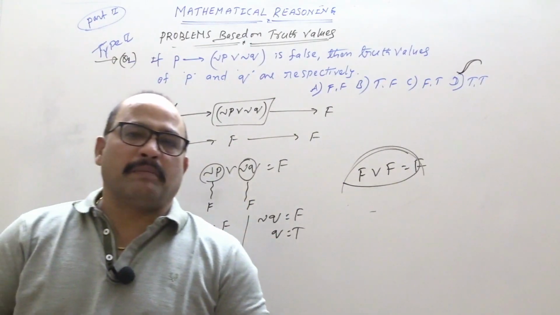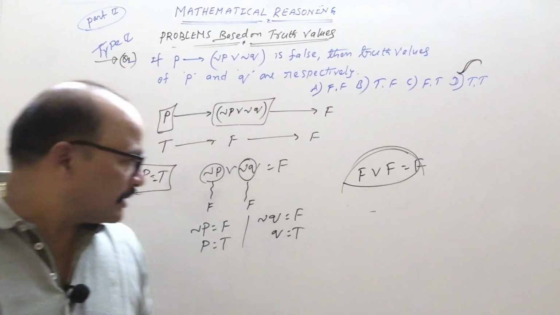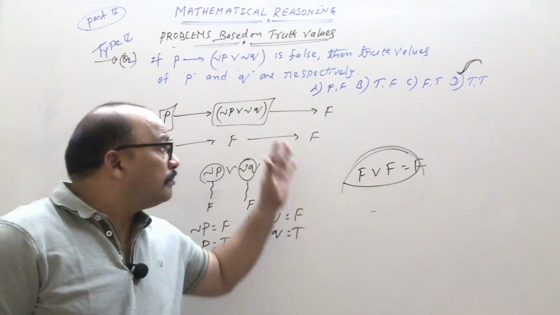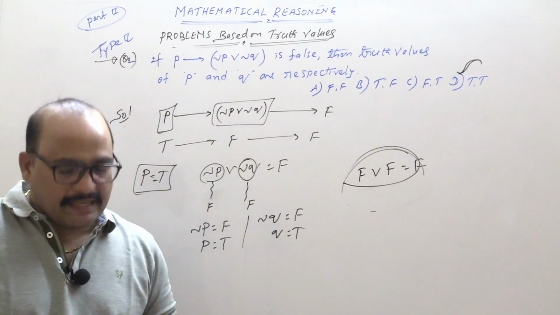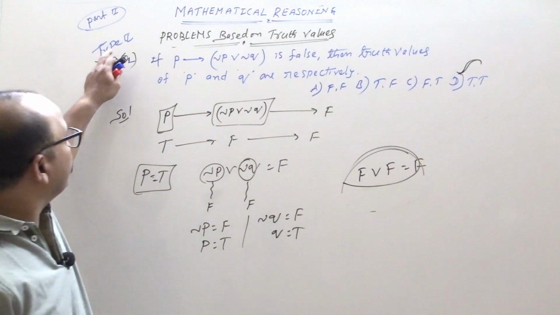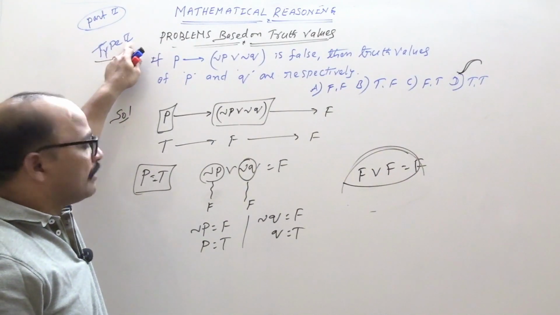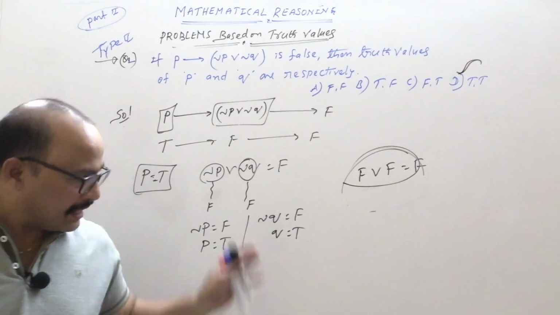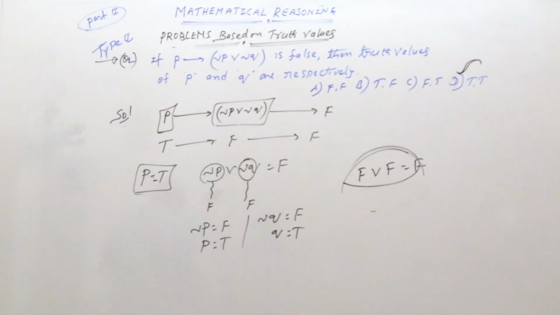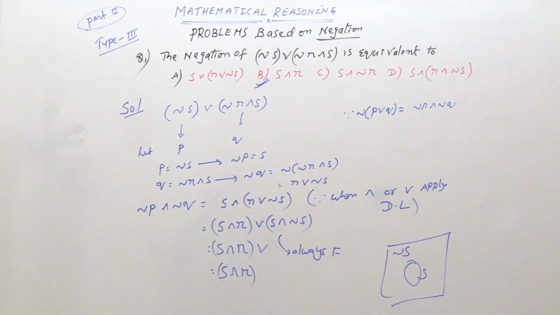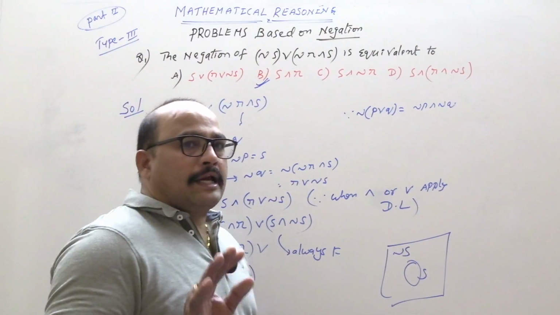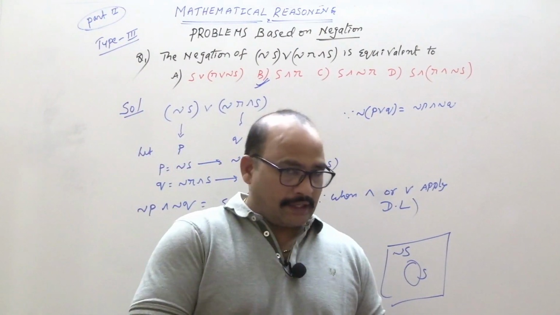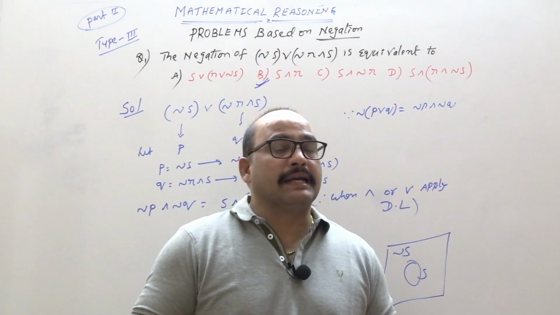Work out these problems. Any doubt, students? I hope it is clear to you. So that was based on the truth values. Next coming, part 3, that means type 3, type 2 over. Type 3 is based on negation problems. Okay, write this question, students. Yes, students. Type 3, problems based on negation.